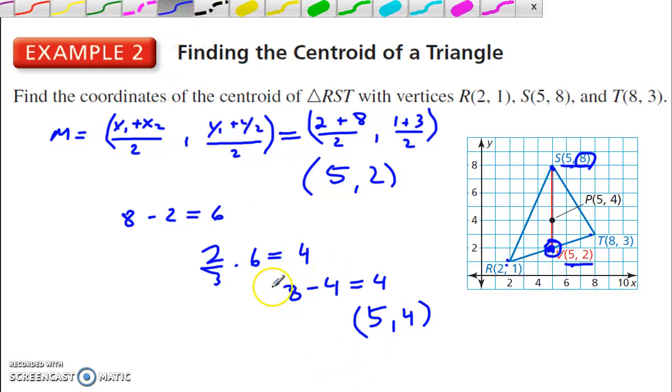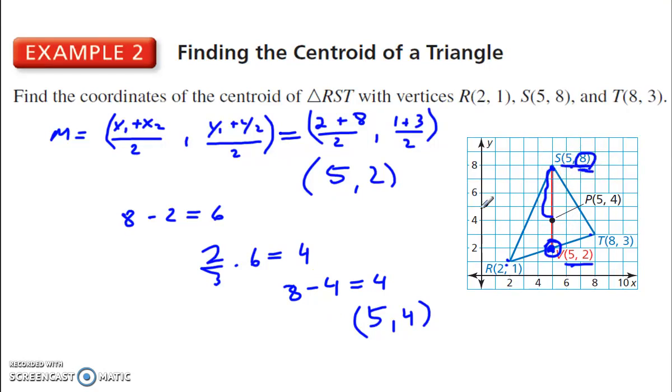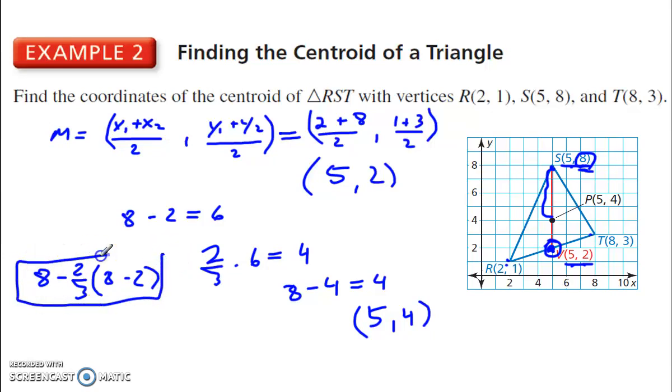I could generalize what I just did here, saying I'm going to have to subtract 2/3 from the original y-coordinate. So I could take the original y-coordinate minus 2/3 of the distance from this y-coordinate to this y-coordinate, 8 minus 2. And all of that would have been one expression. What I just did, 8 minus 4, well, this comes out to be 4. How's that 4? Because 2/3 times 6. How's this 6? Because 8 minus 2. Okay, so this would be how I would find that coordinate.